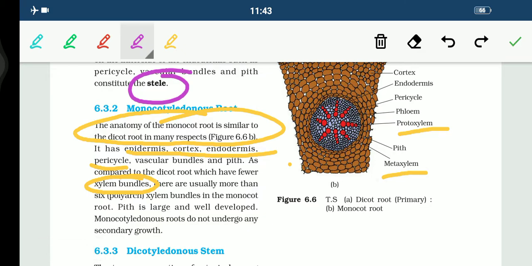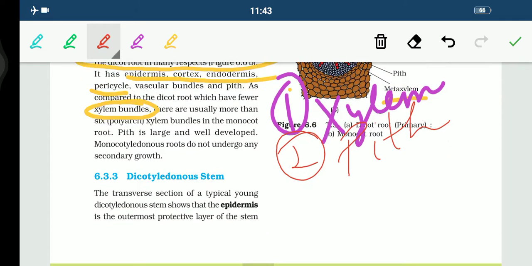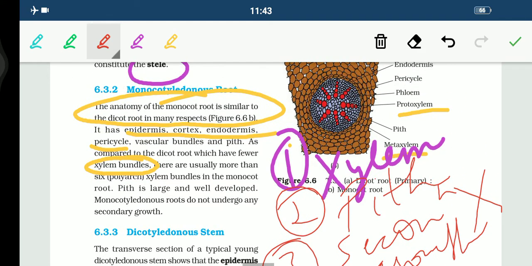This is the first point, about the xylem bundles. Second, the pith is large and well developed in the monocot root. Third, monocotyledonous roots do not undergo any secondary growth. So there is basically no secondary growth in the case of the monocotyledonous root. I hope this is clear, students.